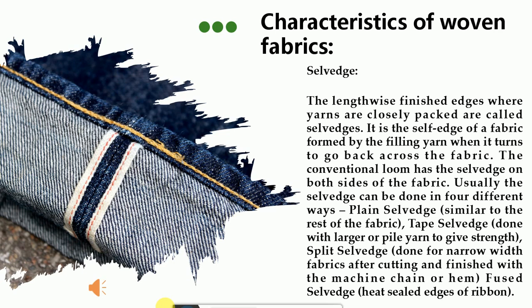Usually the selvage can be done in 4 different ways. Plain selvage, similar to the rest of the fabric. Tape selvage, done with larger or pile yarn to give strength. Split selvage, done for narrow width fabrics after cutting and finished with the machine chain or hem. Fused selvage, heat-sealed edges of ribbon.